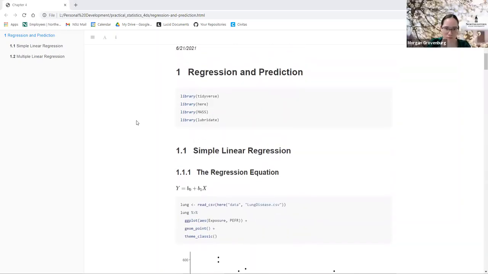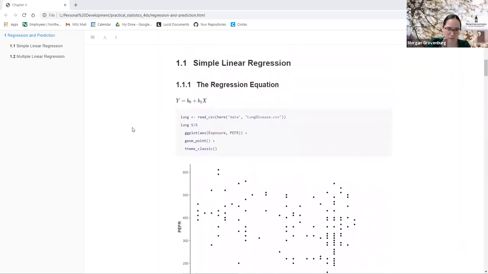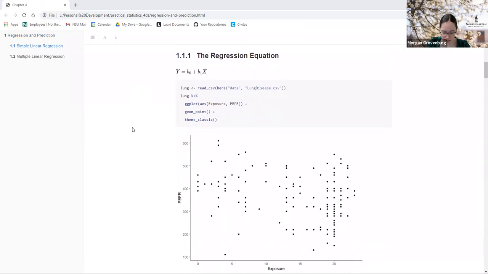All right. Can everyone see my screen? Yes. Okay, great. And hopefully you're seeing the right thing.